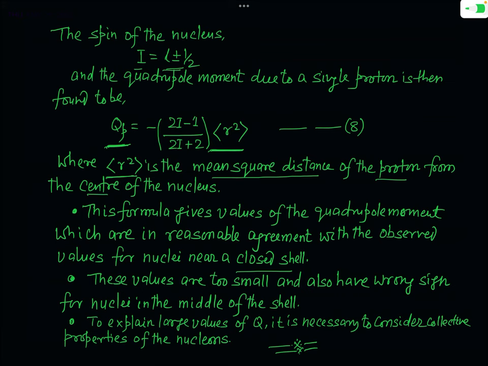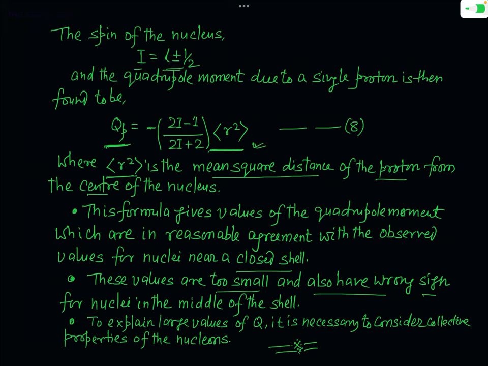Although, for other nuclei, the value obtained on the basis of the nuclear shell model differs much from the observed value. In fact, the observed values of the quadrupole moment of nuclei are very large in comparison to this Q_P. So I have mentioned here that these values are too small and also have the wrong sign. Here you can see there is a minus sign, but in experiment it is found that the quadrupole moments are not negative but positive. So this value is much smaller than the observed value, and the minus sign also comes out wrongly. So the prediction of the quadrupole moment by the nuclear shell model is not very appropriate.